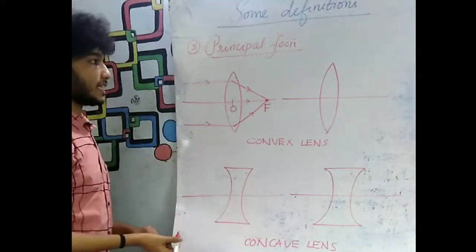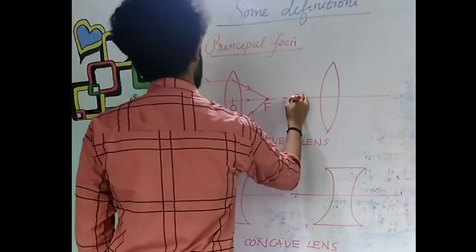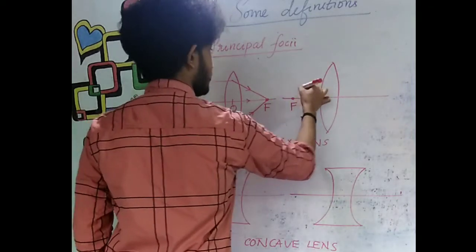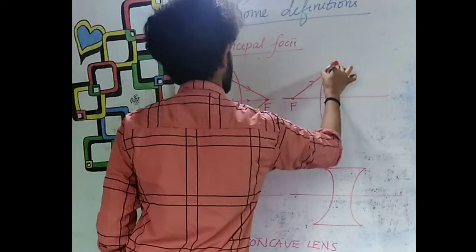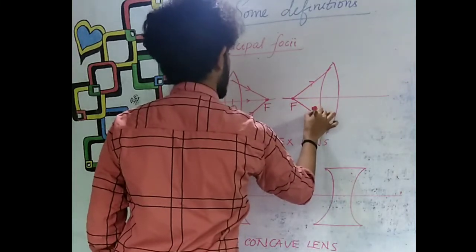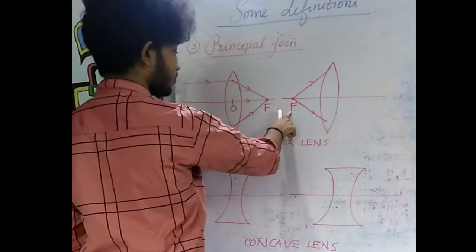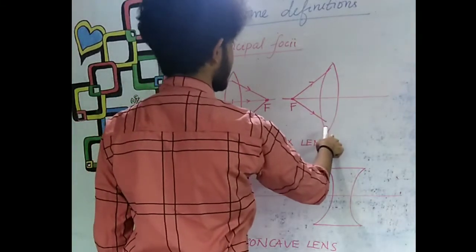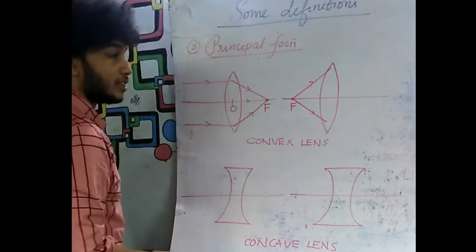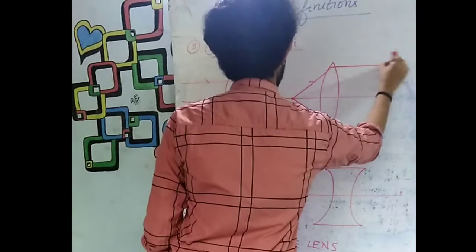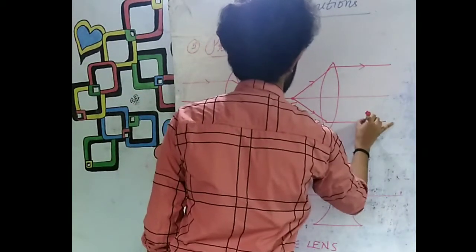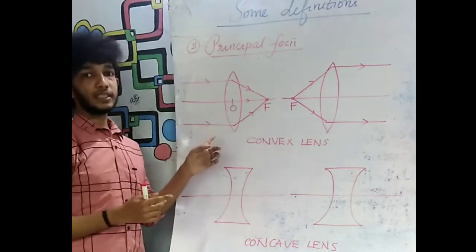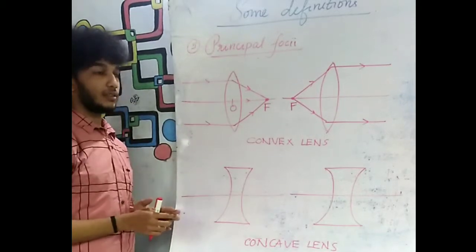Or else we can say there will be a point on the principal axis from which, when rays of light emanate, when this point is the source of some rays of light which are incident on the convex lens, then after refraction, the refracted rays pass parallel to the principal axis. So these are the two foci, first principal focus and second principal focus.